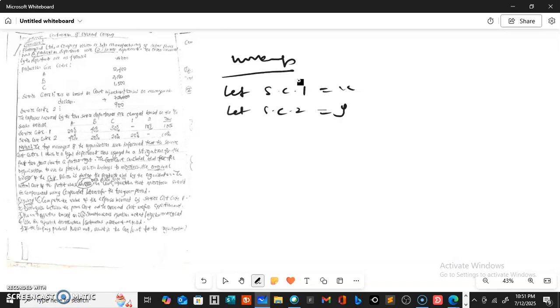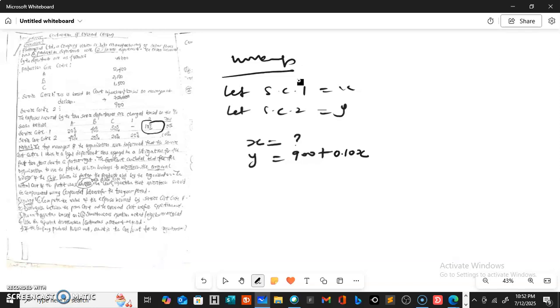So X equals the total cost for service cost center 1. We don't know that yet. And Y equals the total cost that we have there, 900,000 plus 0.10 of service cost center 1, that is 0.10 of X. We're given that in the question, as you can see here: this 10% goes to service cost center 2.